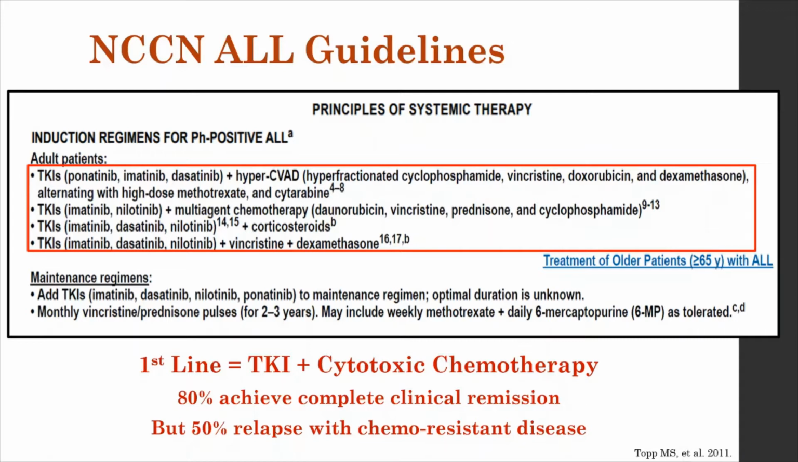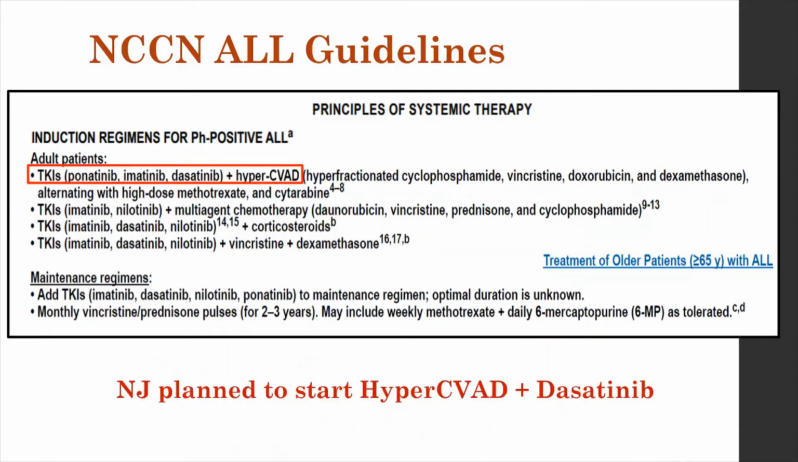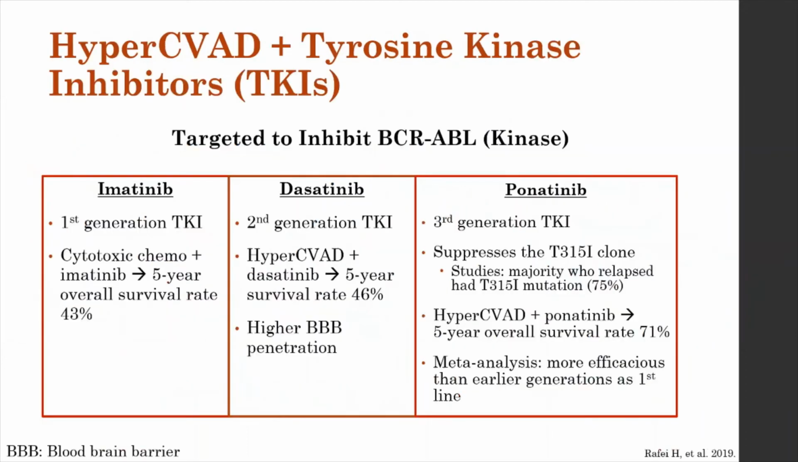So for our patient, he was planned to start on the first option of hyper-CVAD plus dasatinib, which dasatinib is one of the 3 TKIs that are recommended. So let's just take a moment and discuss these 3 TKI options. They are imatinib, dasatinib, and ponatinib, and all three of these inhibit the BCR-ABL protein, and they've all been studied with hyper-CVAD.